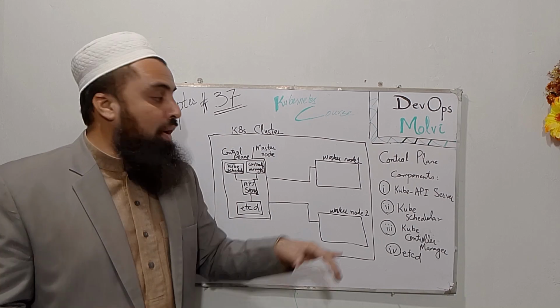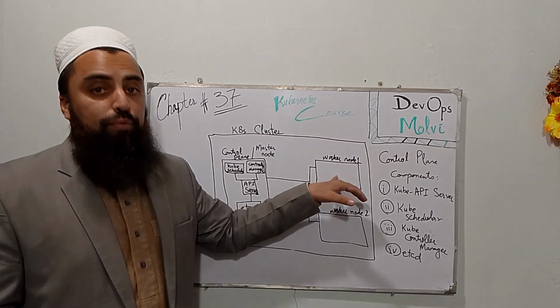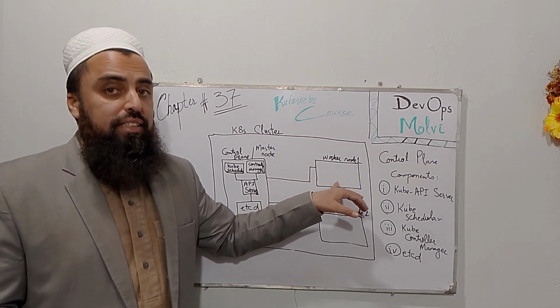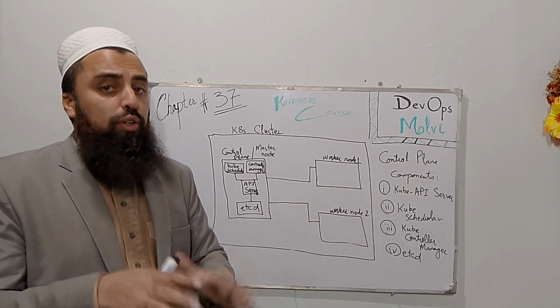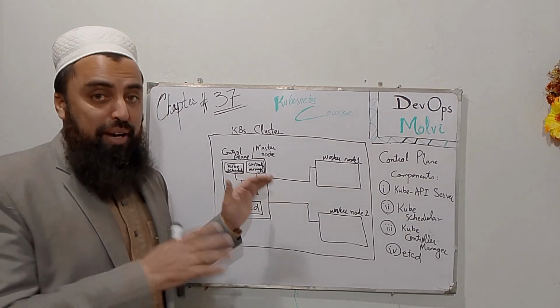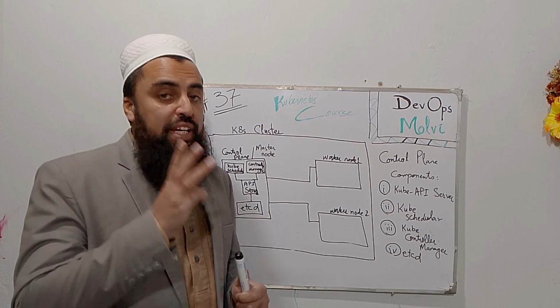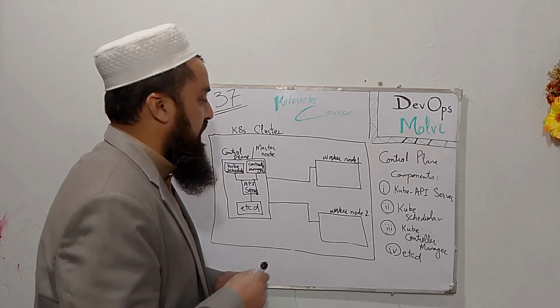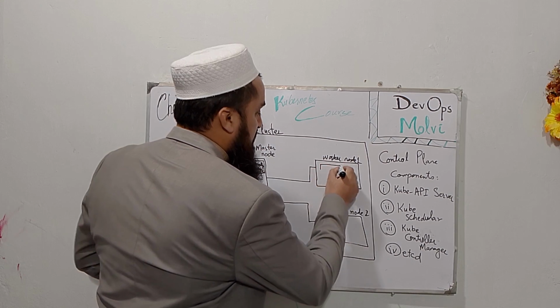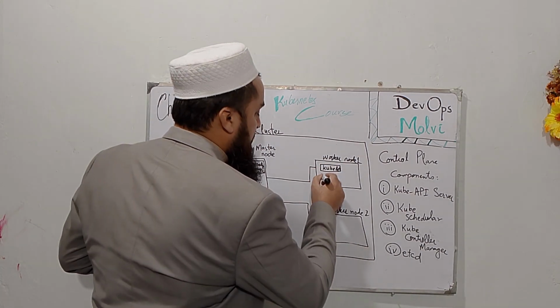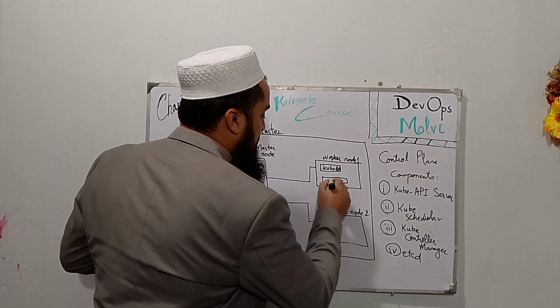Now let's quickly talk about the components of a worker node. What are the components that our worker nodes have? This is actually more simple as compared to the master node. In a worker node, we have three major components. The first one is Kubelet, and this is Kube-proxy.